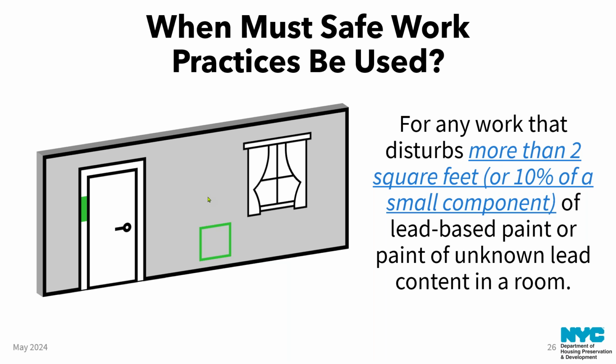Now, the 10% of a small component is going to be something like a door frame casing, like we see here in the slide, a windowsill, or a baseboard. Those are just a few examples of what is considered to be a small component.